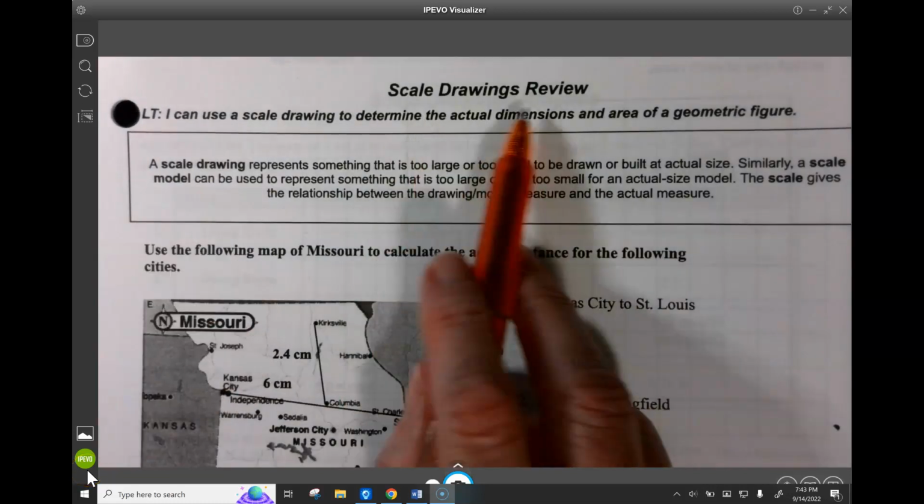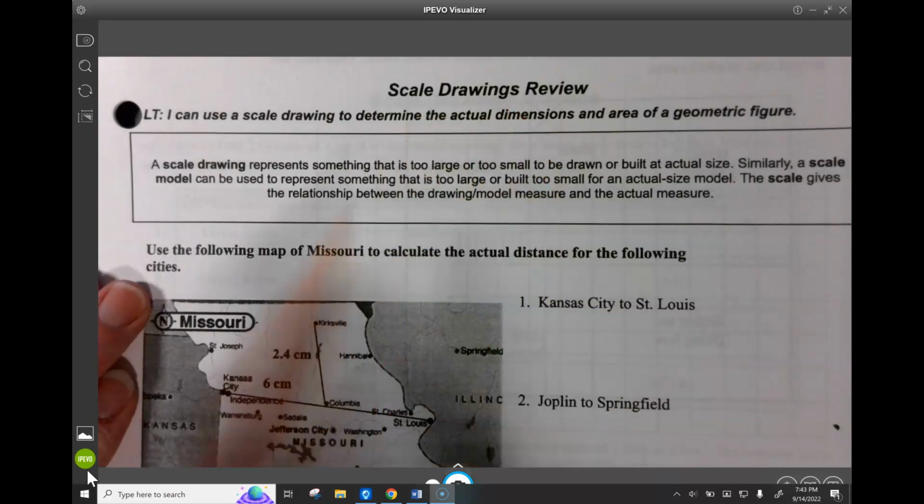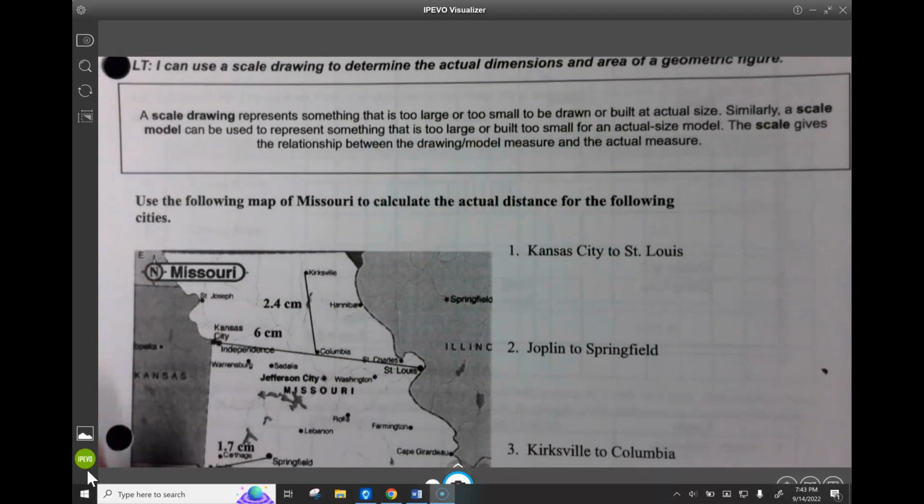So we're going to do some more on scale drawings. We started it in the last lesson, in lesson 1.7, and now we're just going to do some more with it to make sure that we're just a little more solid with it.